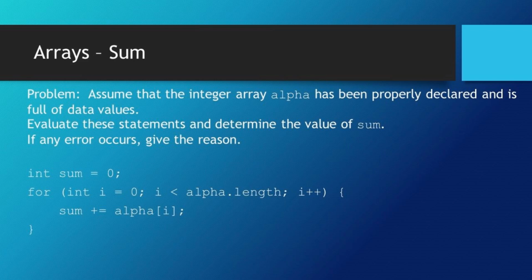The first statement, integer sum, is assigned the value 0. Then, for integer I, takes on the value 0, and we continue as long as I is less than alpha.length. We increment I by 1, and then inside the loop, we have sum plus equals alpha sub I.